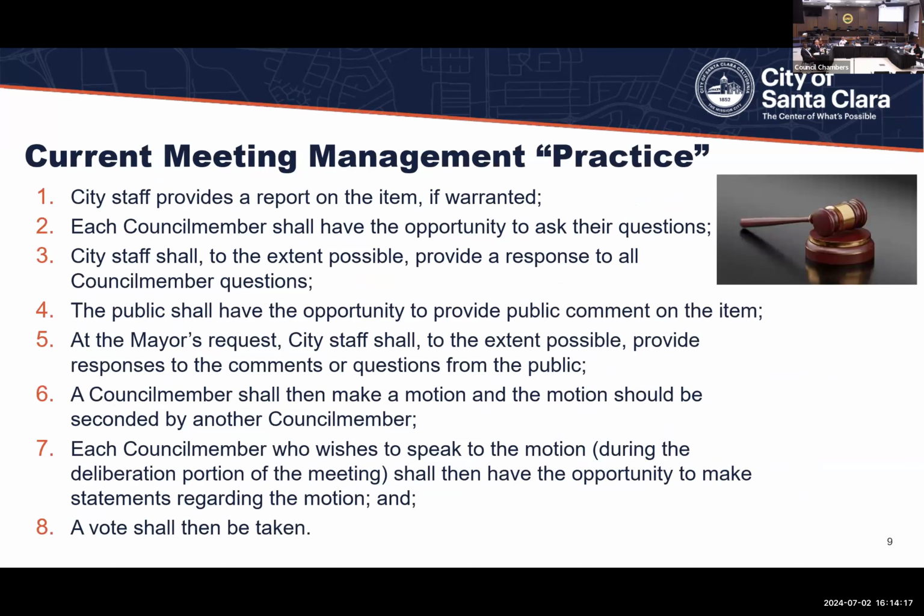Now, in talking about current meeting management practices, this is really the structure that was contemplated out of your priority setting session back in 2021, and is more or less what you do now, right? City staff provides a report on the item when an agenda item comes in front of you, if they have one. Each council member is then given the opportunity to ask questions. The city staff will then, to the extent possible, provide a response to all those questions. Then the public has an opportunity to provide public comments on the item.